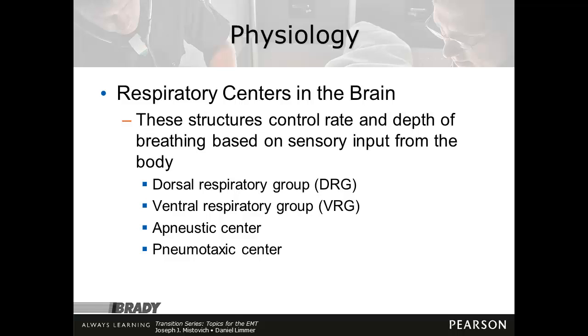The dorsal respiratory group, which we saw on the illustration, is responsible for determining the basic rhythm of inspiration. The respiratory centers consist of the dorsal respiratory group, the ventral respiratory group, the apneustic center, and the pneumotaxic center.